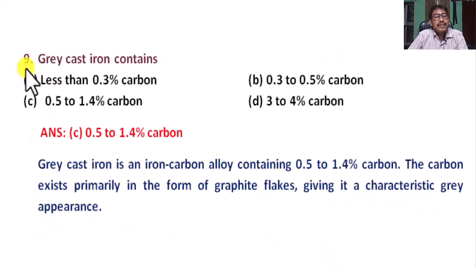Okay. Question number 9. Grey cast iron contains: option A, less than 0.3% carbon; option B, 0.3 to 0.5% carbon; option C, 0.5 to 1.4% carbon; option D, 3 to 4% carbon. Correct answer is option C, 0.5 to 1.4% carbon. Grey cast iron is an iron carbon alloy containing 0.5 to 1.4% carbon. The carbon exists primarily in the form of graphite flakes, giving it a characteristic grey appearance, grey color.